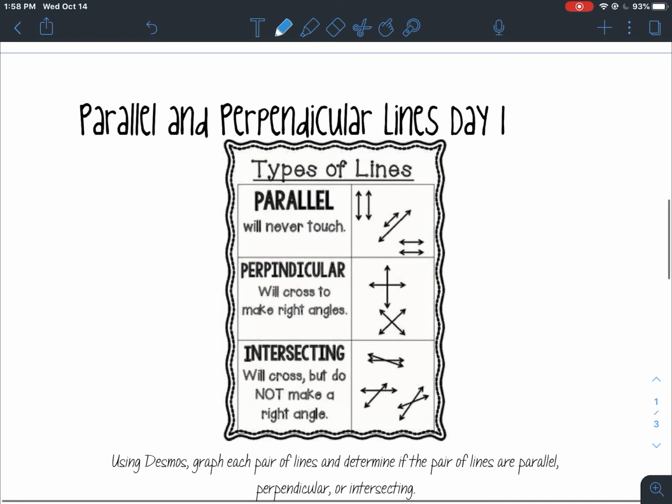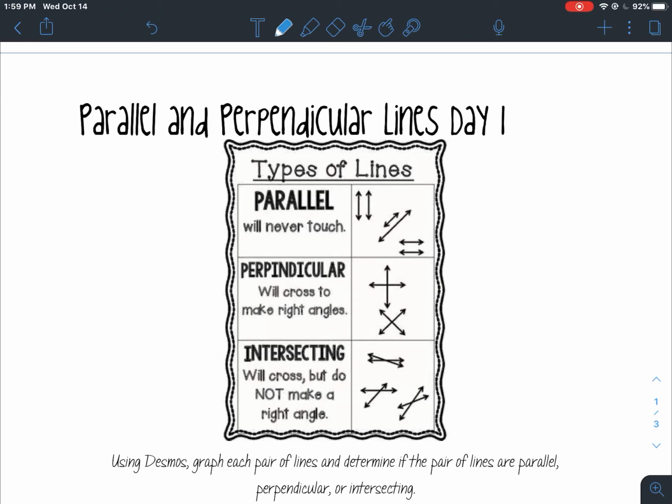Just in case you don't remember anything about parallel and perpendicular lines: parallel lines never touch. Perpendicular lines will cross to make right angles, and intersecting lines will cross but do not make a right angle. So all lines are going to be one of these 3. They're either never going to touch, they're going to intersect at 90 degrees, forming a right angle, or they're going to intersect at some point, but nothing really special about them.